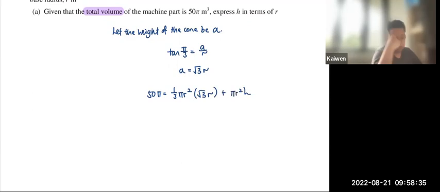Now we're going to compute the total volume, as the question tells you about total volume here. So we have 50 pi. This is equals to the cone, 1/3 pi R squared. Now take note, this is A. So this is root 3R, plus pi R squared H. And now we just need to make H the subject of this equation, and we are done. So H is equals to 50 over R squared minus root 3 over 3R.